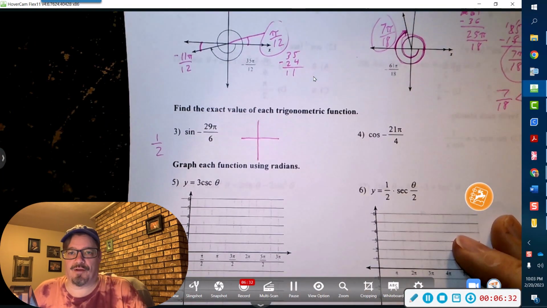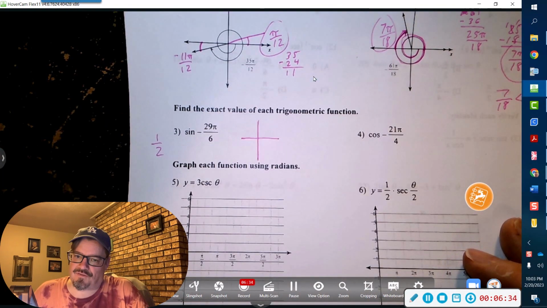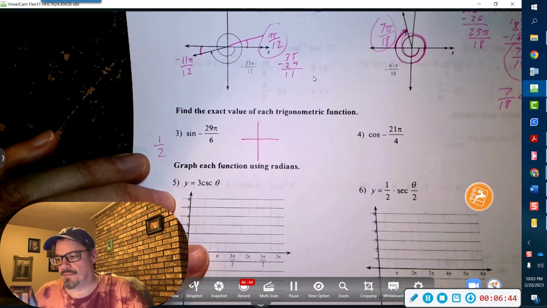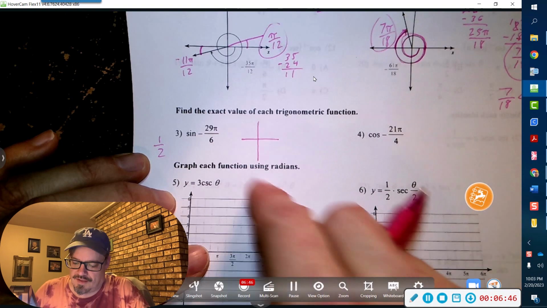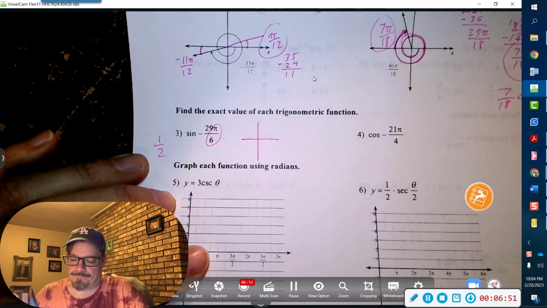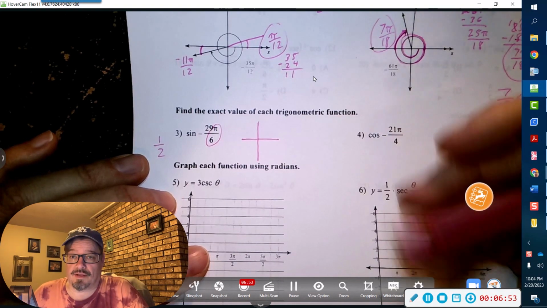Now I'm halfway there to my answer. All I've got to do is figure out what quadrant I land on after I count all those pi over 6s. Whatever quadrant I'm in, I've got a 50-50 chance of being right. I'm either positive or negative. But all this pi over 6 family for sine is always going to be 1/2. And you can look that up on your unit circle.